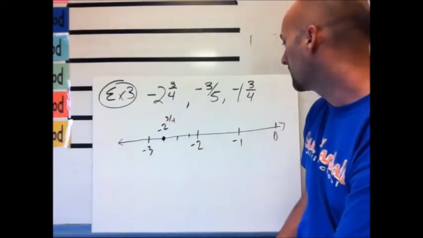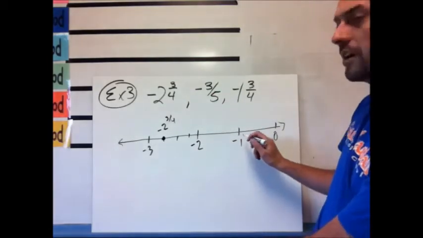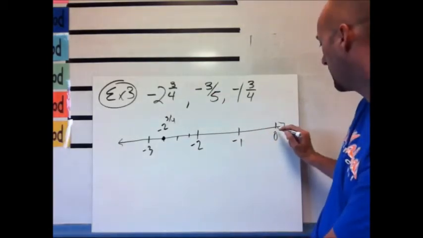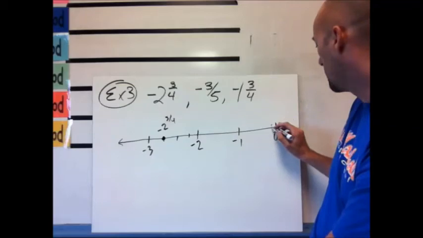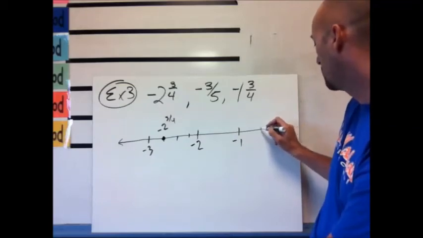All right, -3/5. Well, that's not quite -1, so I've got to come back here, and I'm going to divide this into fifths. 1, 2, 3.